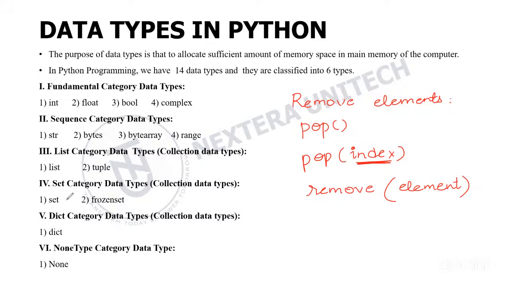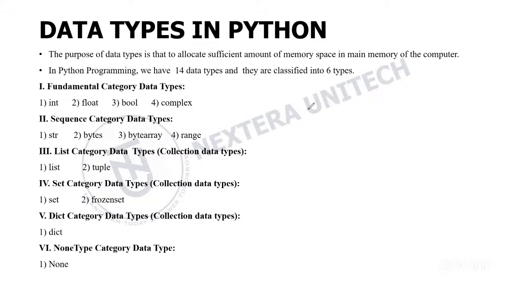And also, if you want to know the index of a specific element in your list, you can use the index function. And if you want to know the number of occurrences of some element in your list, you can use the count function. So count of, you can give the element here and it will give you the value. If it appears 4 times, it will give the value 4.